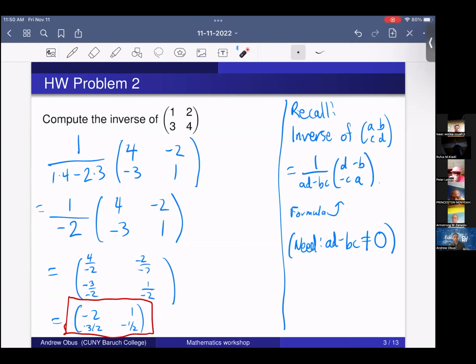Yeah, so it's just use the formula and it's pretty straightforward. You have a negative number here, but that's okay. It doesn't matter whether it's negative or positive. You have a scalar out here. It just gets multiplied by every entry of the matrix. And you wind up with exactly this: -2, 1, 3/2, -1/2. Okay, so everybody okay with this? Any questions?